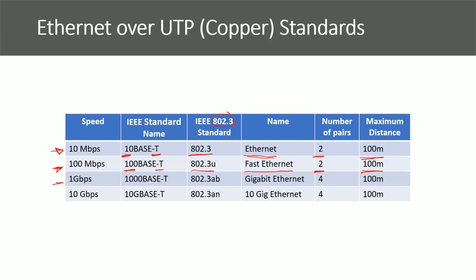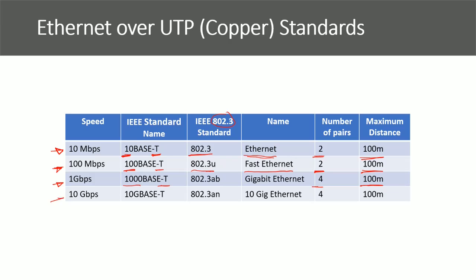The next standard is 1 gigabit per second, which is read as 1000BASE-T. 1000 is the speed in megabit per second, and T means UTP. The standard name is 802.3ab, and the common name is Gigabit Ethernet. At this speed, all 4 pairs are used, and distance is still limited to 100 meters.